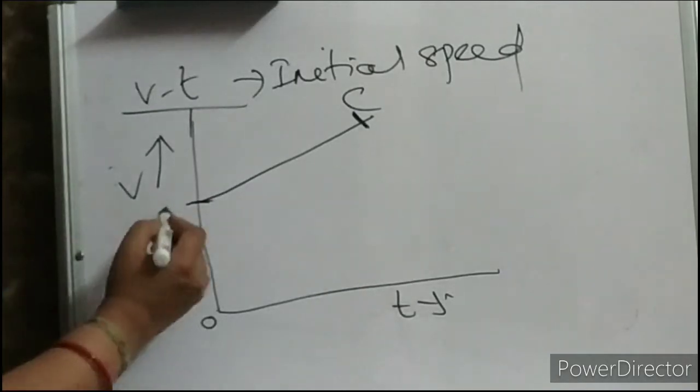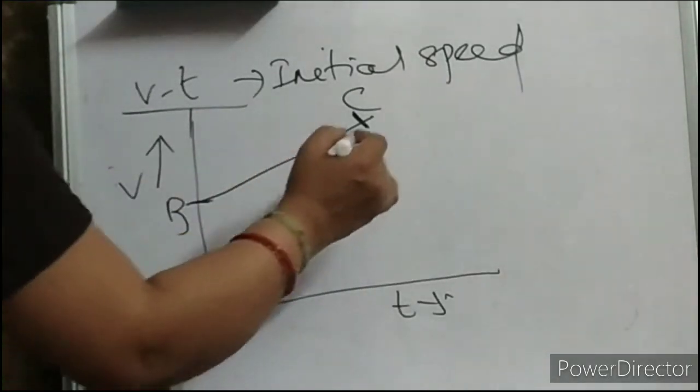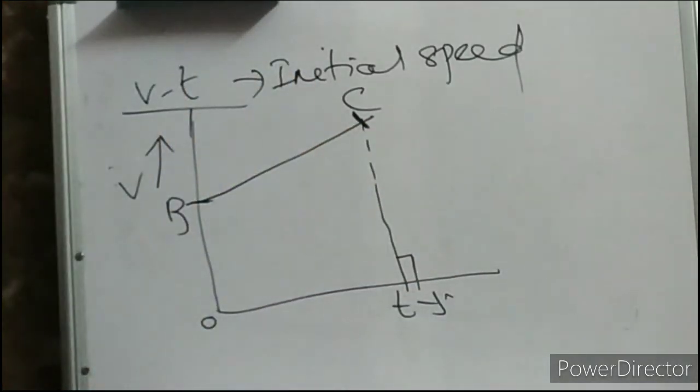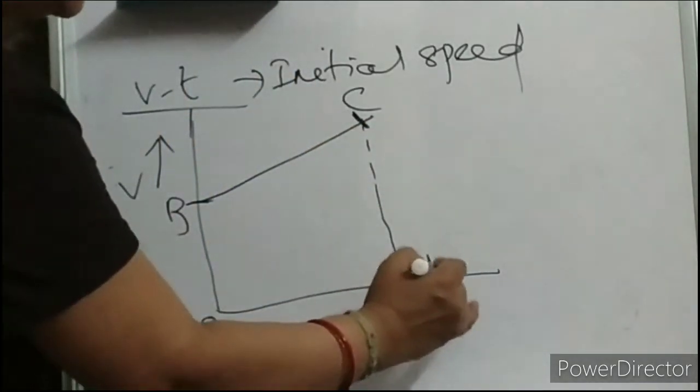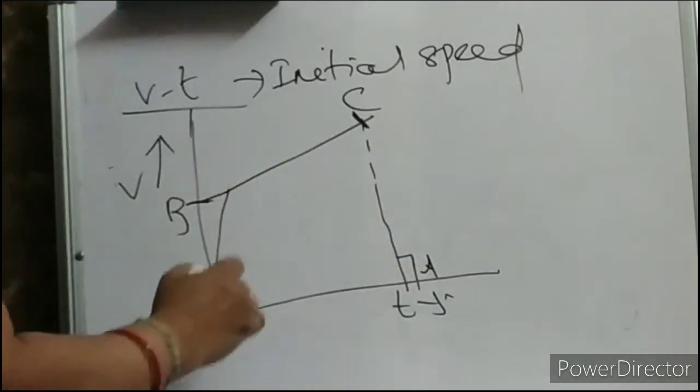Okay, we will take it as B. Clear? Then what I will do? I will drop a perpendicular over here. Drop a perpendicular. Let it be A. Now distance covered will be this much of area, children.